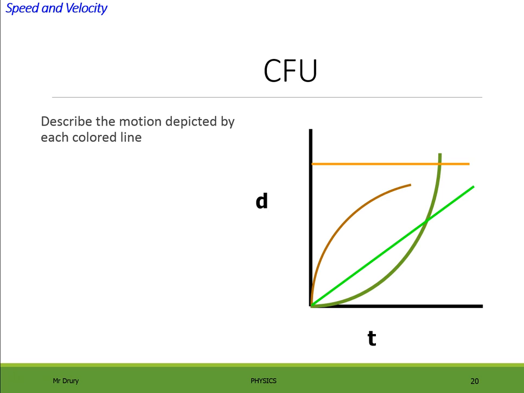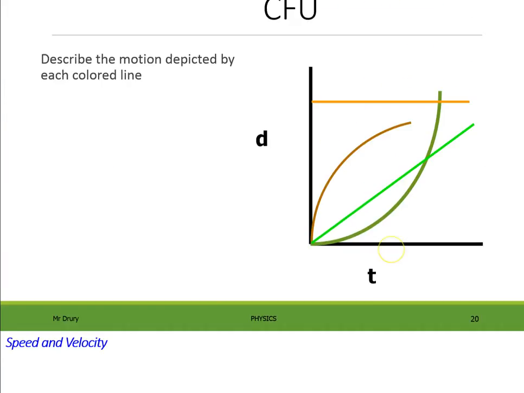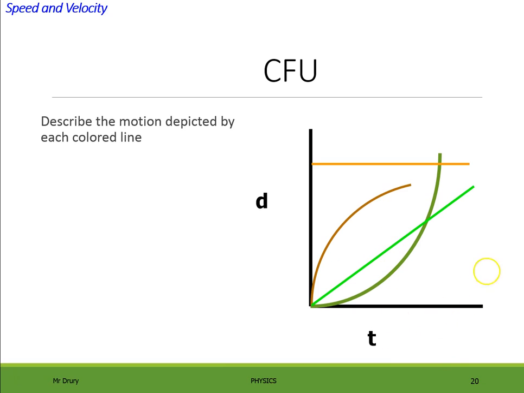All right, let's see if you got the answers right. This light green line would mean a constant velocity because you're covering the same amount of distance every unit of time. This brown one would be slowing down because you're covering less distance every unit of time. This dark green is speeding up because you're covering more distance every unit of time. And the orange one would mean that you're at rest, you haven't moved. So hopefully you got those right.